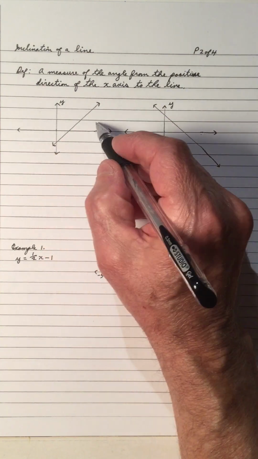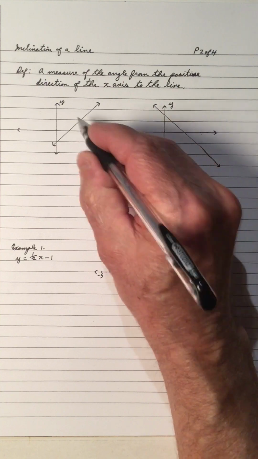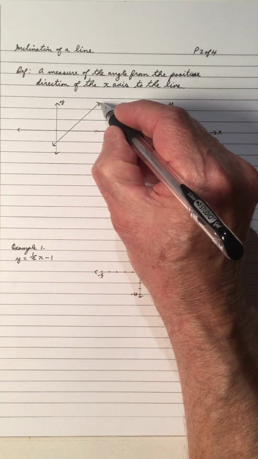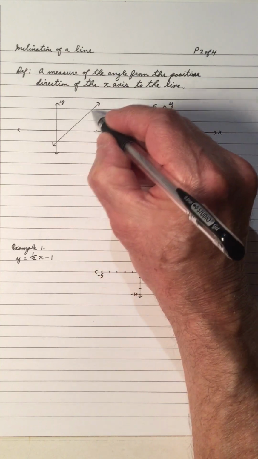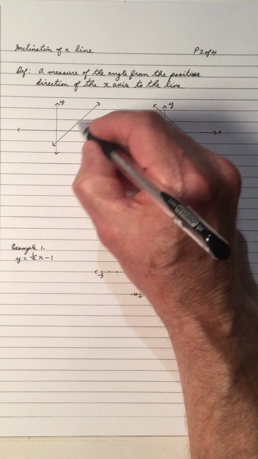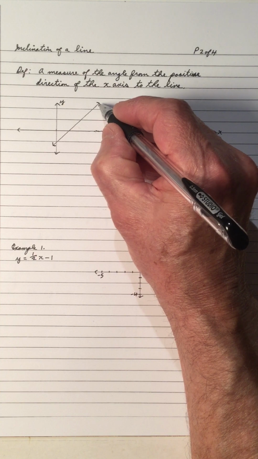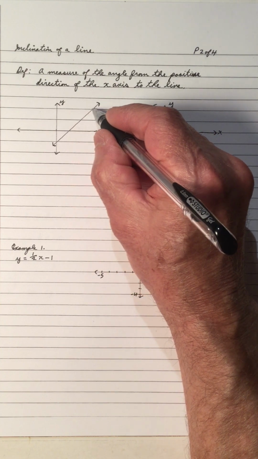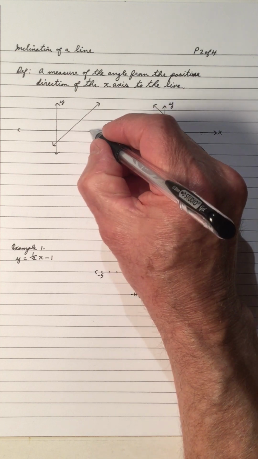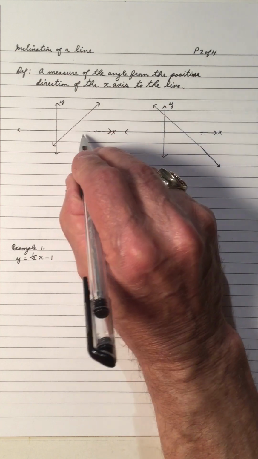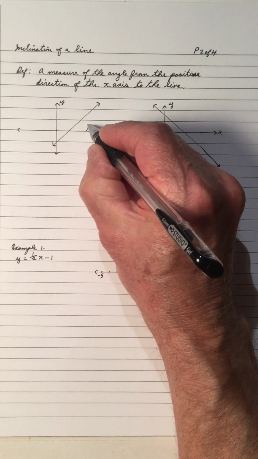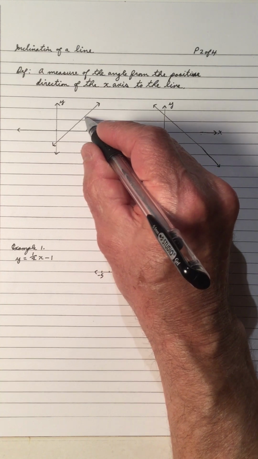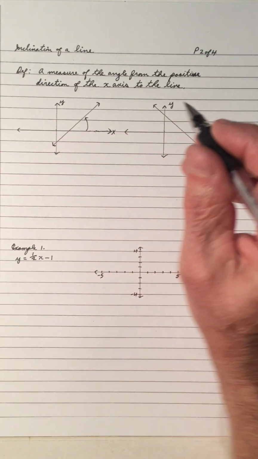So I have a graph here. This is x and that's y. The slope of this line is positive because it goes up to the right. If you go up, it's positive, and to the right, it's positive. And the angle of inclination is the angle in the positive direction from the x-axis to the line. So this is the angle of inclination.